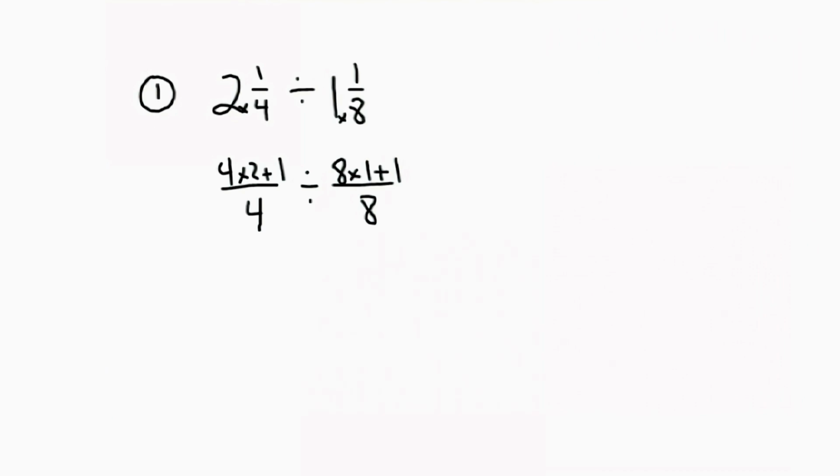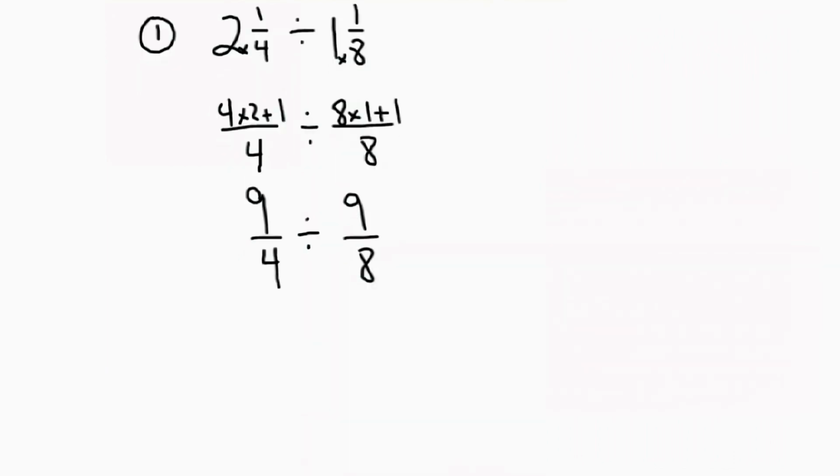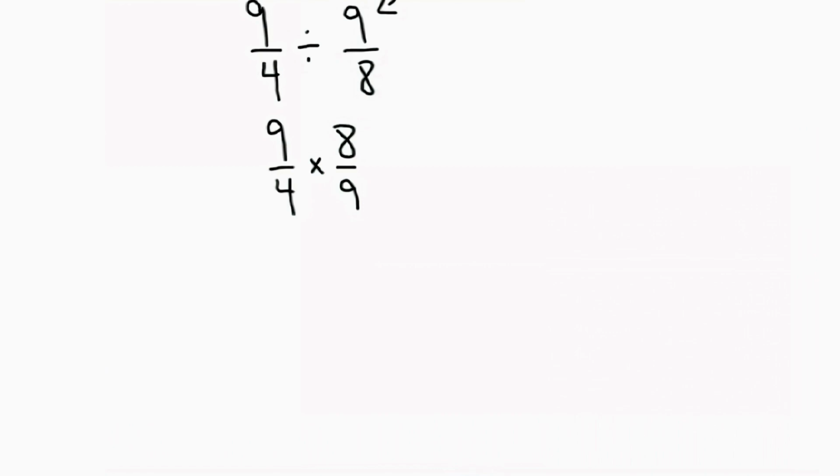And 4 times 2 in the first fraction here is 8, plus 1 is 9. And in the second one, 8 times 1 is 8 plus 1 is 9, so 9/8. And now we have 2 fractions that are divided, so now what we have to do is invert the second fraction and change the sign to multiplication. So we have 9/4 times 8/9.